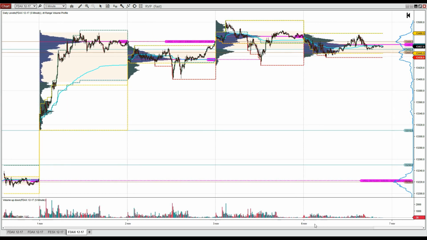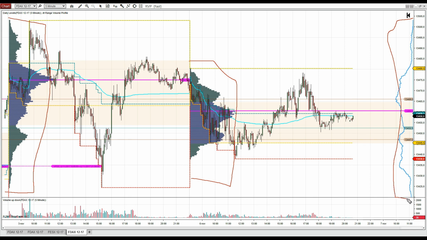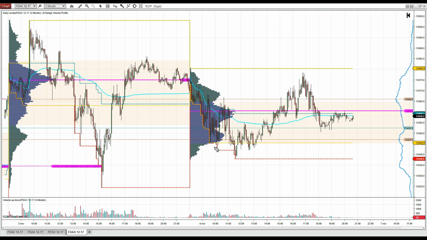So what you're seeing on the screen, this area is a profile for 1 day. So here you have another one. And the blue one on this side is basically the composite of all the days traded in this contract. So as you can see, the day is still ongoing.